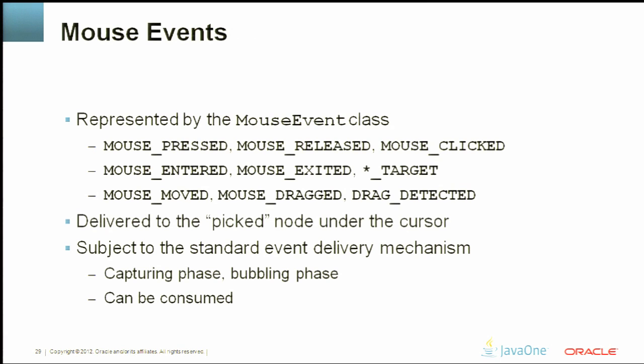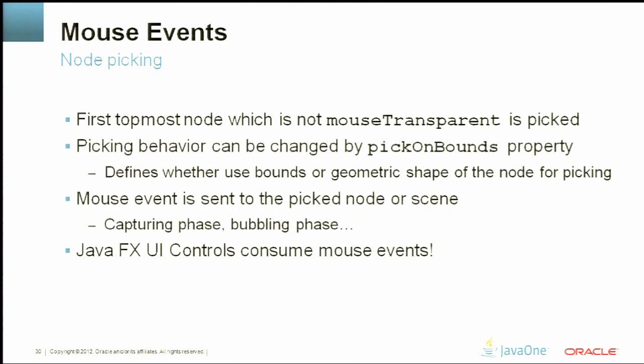Mouse events. Mouse events are delivered to a node which is picked. They also travel through the scene graph, as I told you before. The important thing here is how I tell which node will be picked. It's the first node under the cursor which is not mouse transparent. Mouse transparent is a property which is controlled by you as a programmer.